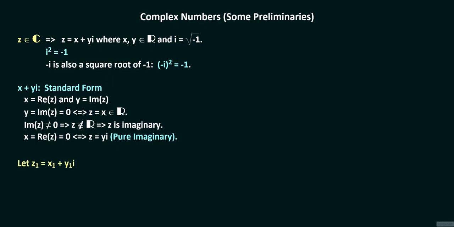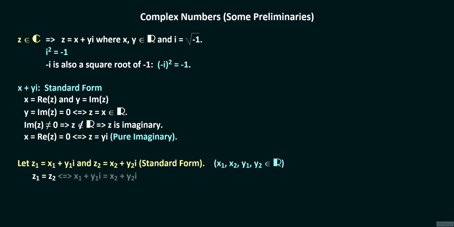Let z sub 1 be equal to x sub 1 plus y sub 1 times i, and let z sub 2 be equal to x sub 2 plus y sub 2 times i, with both being in standard form, so that x sub 1, x sub 2, y sub 1, and y sub 2 are all real numbers. z sub 1 equals z sub 2 if and only if x sub 1 plus y sub 1 times i equals x sub 2 plus y sub 2 times i, if and only if x sub 1 equals x sub 2 and y sub 1 equals y sub 2. This means that the real part of z sub 1 equals the real part of z sub 2, and at the same time, the imaginary part of z sub 1 equals the imaginary part of z sub 2.